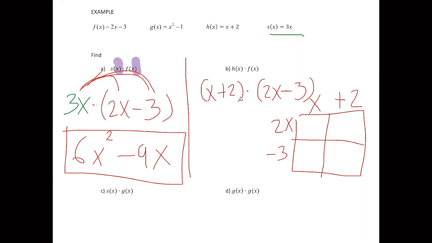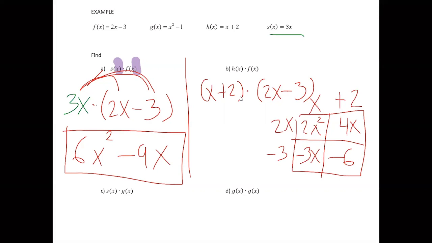So we multiply to get what goes inside our box. 2x times x would be 2, and we have two x's, so it would be x squared. 2x times 2 would be 4x. -3 times x would be -3x. And then our last box, -3 times 2 would just be -6. So what's inside our box is our answer.